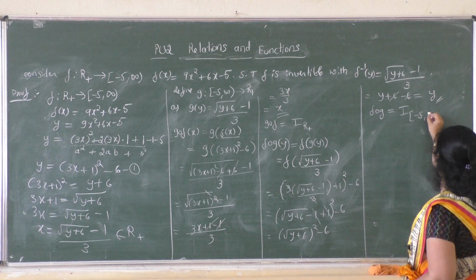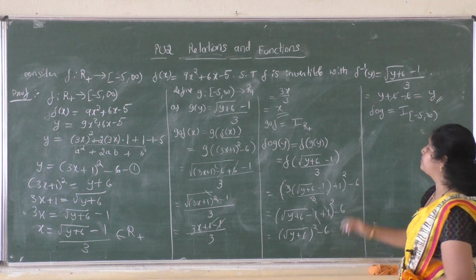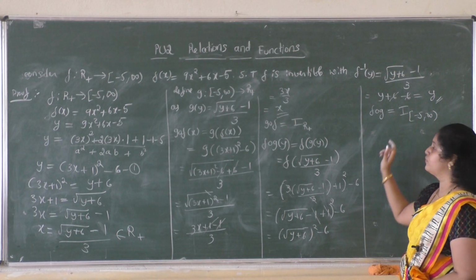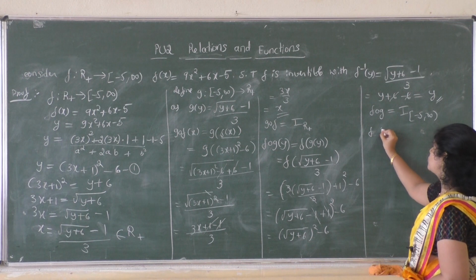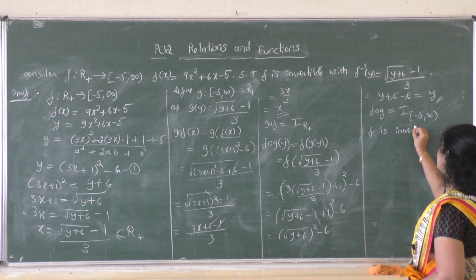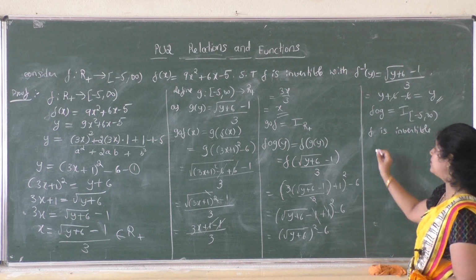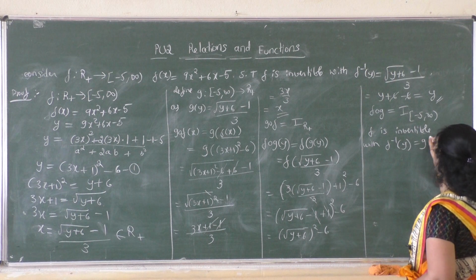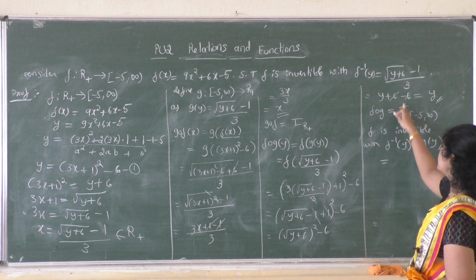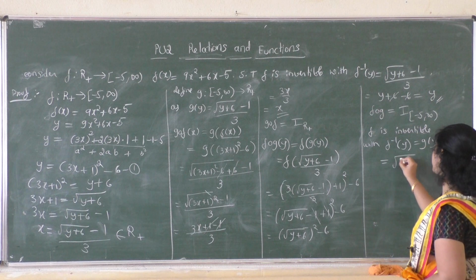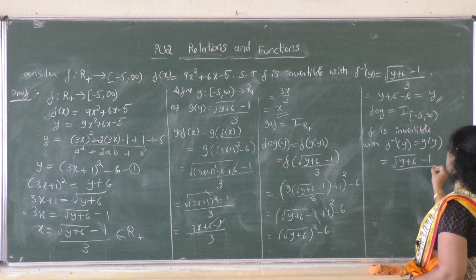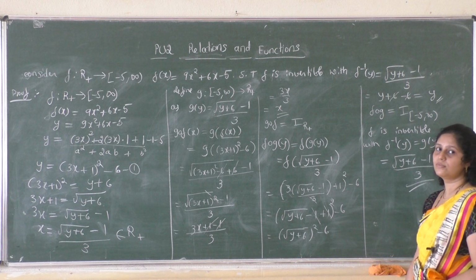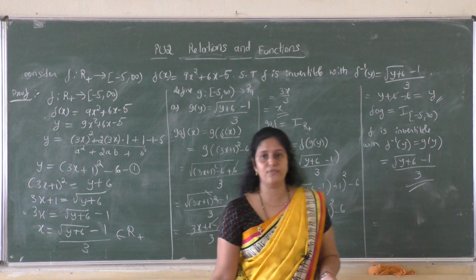Here we have to write the domain of g, that is the half open interval [-5, infinity). Okay, thus g of f is identity, f of g is identity. Give the conclusion that f is invertible with f inverse of y equal to g of y. So what is g of y? g of y is (root y plus 6 minus 1) whole divided by 3, that is f inverse of y.